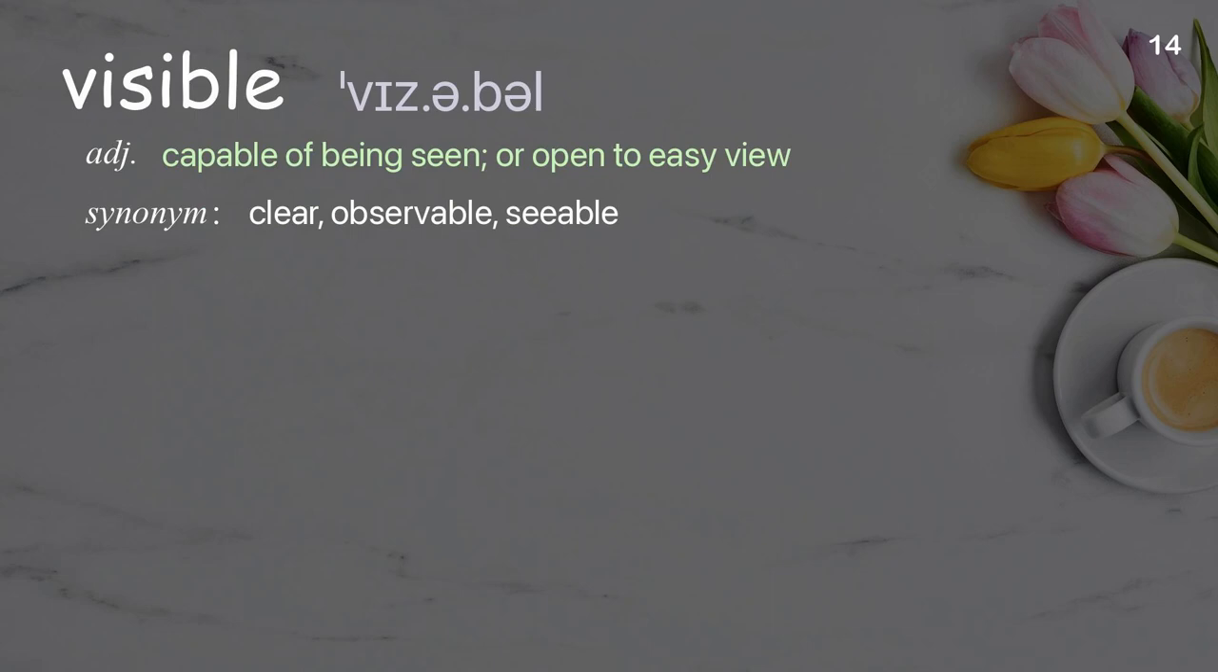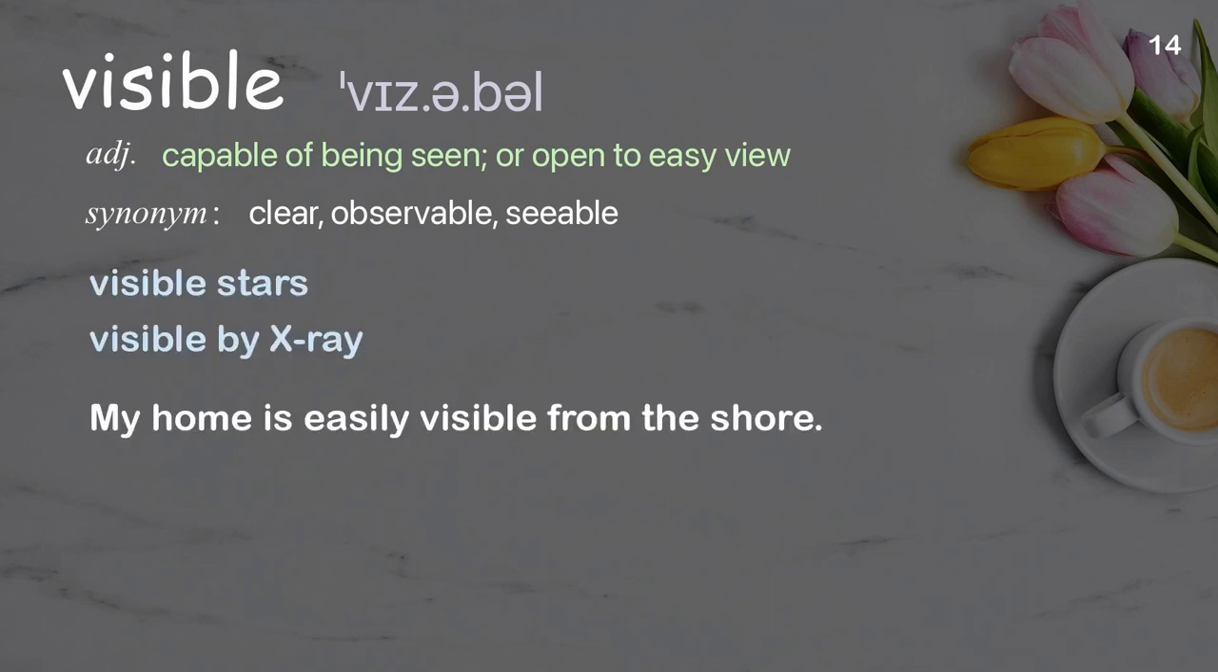Visible. Capable of being seen or open to easy view. Examples: visible stars. Visible by X-ray. My home is easily visible from the shore.